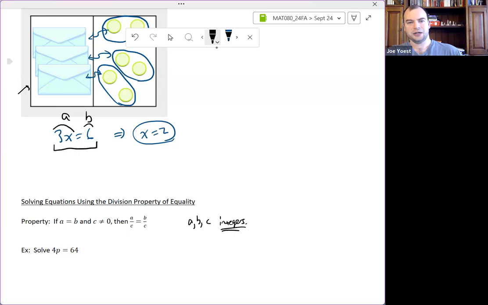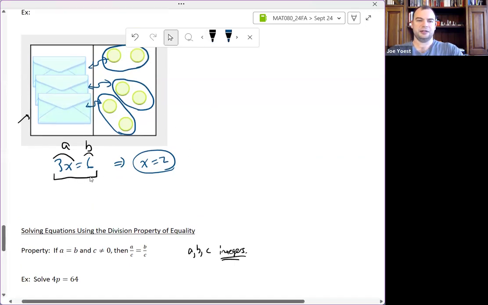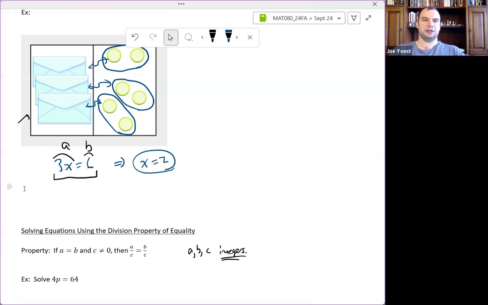Now I look over here and I kind of think that if I have one scale with 3 envelopes and 6 counters, it would be nice if I had 3 scales, each of which having one envelope on one side and who knows how many counters on the other side for each, and then make it balance. I would like to divide this left-hand side with 3 envelopes into 3 scales. I want to divide by 3. Can I divide by a number that's not 0? Yeah, sure.